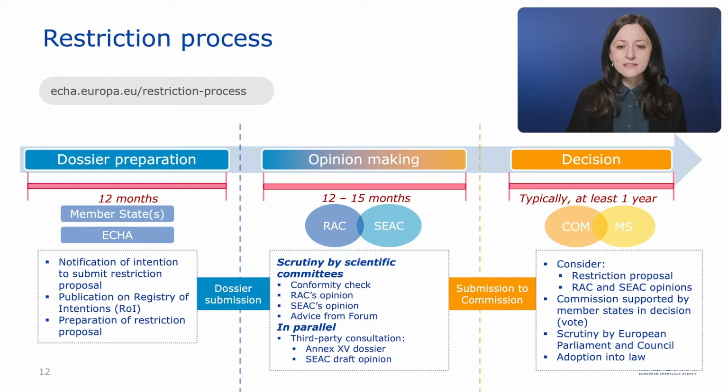Once the opinions of RAC and SEAC are adopted, the restriction proposal, together with the opinion from RAC and SEAC, are submitted to the European Commission for their consideration, bringing us to the decision-making phase. This phase typically lasts at least 1 year and is mainly carried out by the European Commission, supported by member states. The decision on the restriction proposal is taken by the European Commission, together with member states via a voting procedure. Next, the restriction is scrutinized by the European Parliament and the European Council, and is then finally adopted into law.